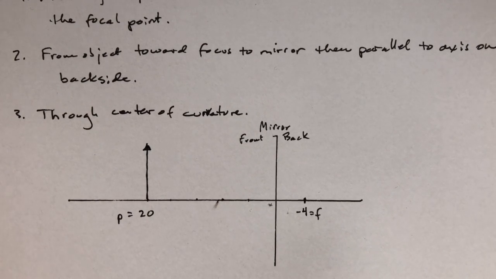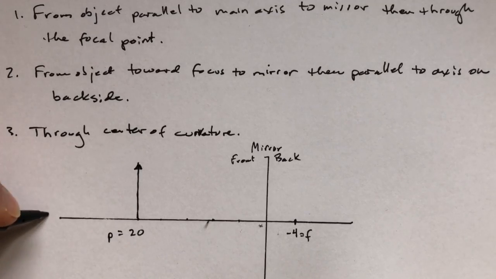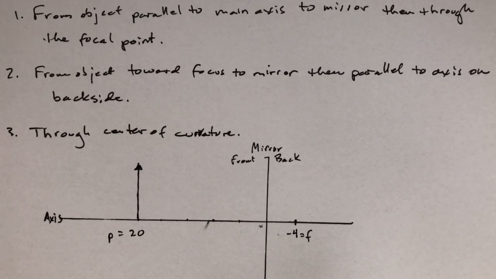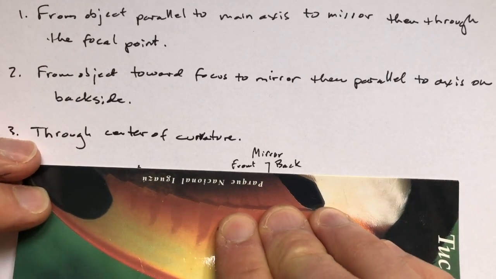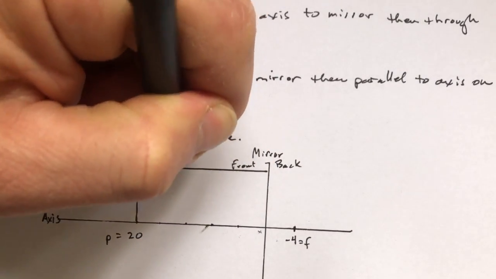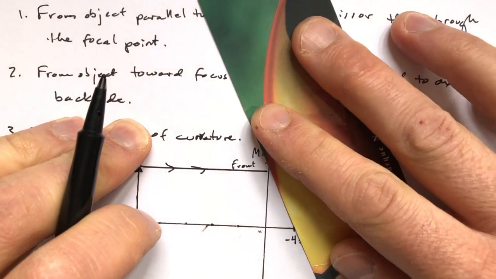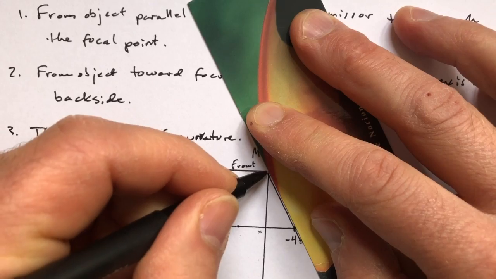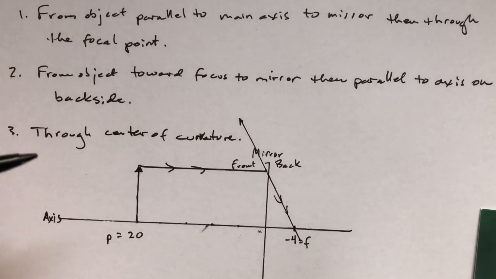So if I look at those 3 possible rays, again, the first one is from the object parallel to the axis. This is the axis right here, to the mirror, and then down through the focal point. So I'll take my straight edge here and just draw a ray parallel to the axis. So the ray of light's going this way. Now in reality, it's not going to go through the mirror, but it will reflect off the mirror as if it was coming from the focal point. Okay, so this is the ray I care about right here.